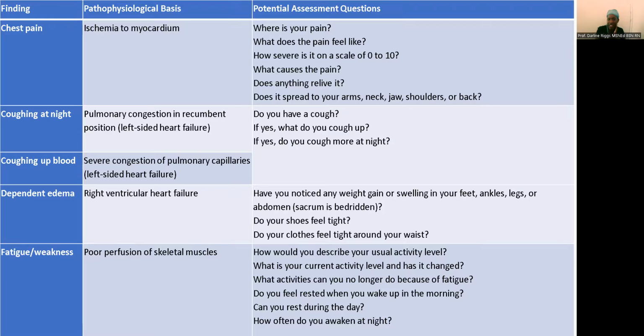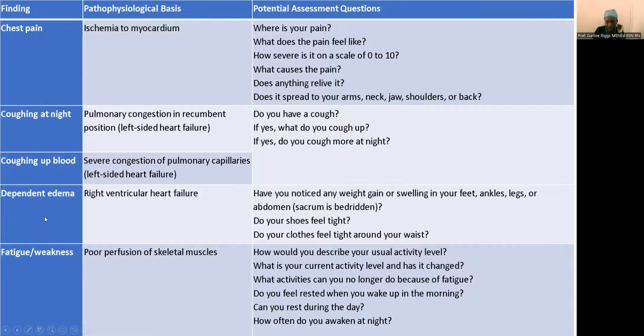So we want to ask, do you have a cough? If the answer is yes, what do you cough up? Is it more at night? And we don't want clients coughing up blood. That's definitely left-sided heart failure, severe congestion, pulmonary capillary. So let's do one more.